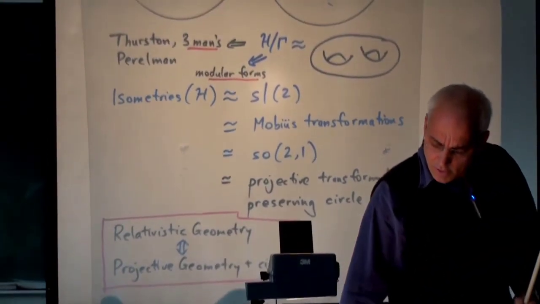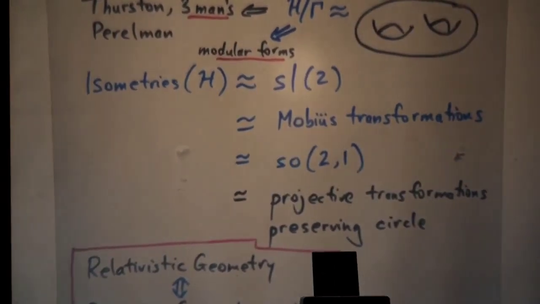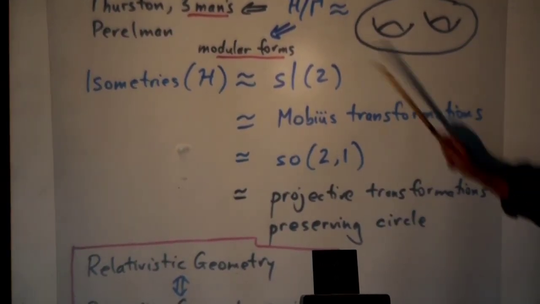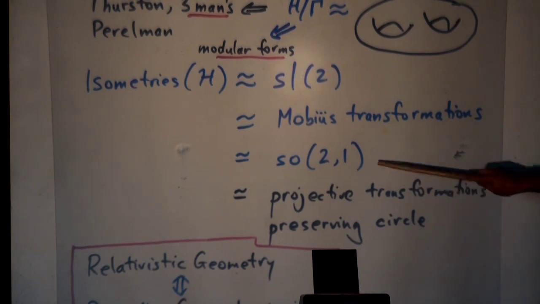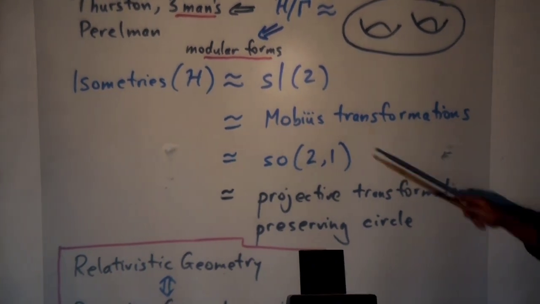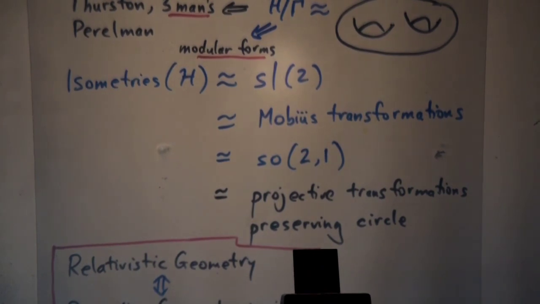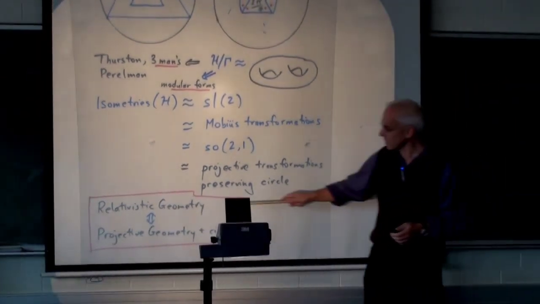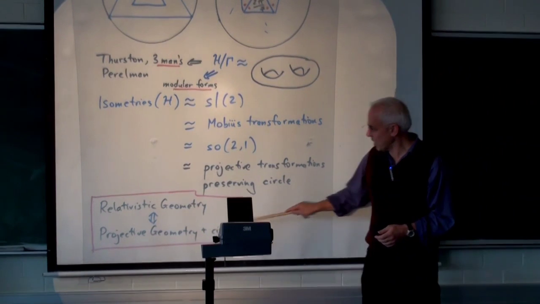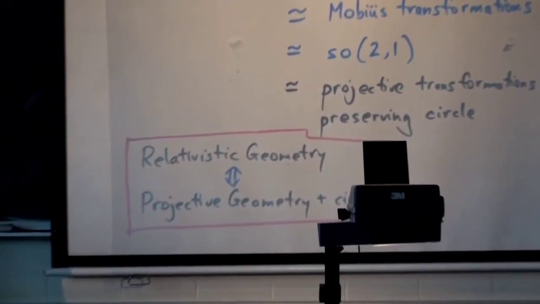The isometry group in this situation has various manifestations. One is as SL2, the set of 2x2 matrices. Another is in terms of Möbius transformations. So the picture that we're looking at is as SO(2,1), the group of symmetries of this 2 plus 1 relativistic space. So all of these are more or less the same. And then there's another interpretation of looking at projective transformations of the plane, which preserve the interior of the circle, that unit circle. So relativistic geometry, in this context here, has a lot to do with projective geometry involving a circle. And the connection there is the nature of reflections. So let's have a look at reflections.